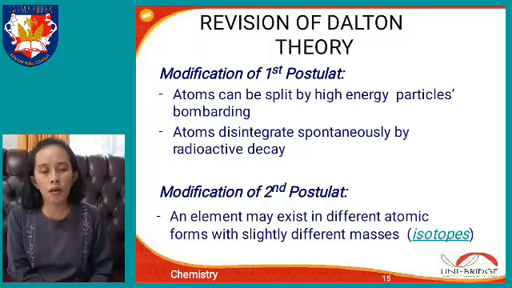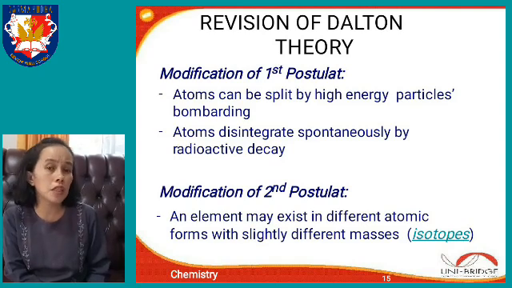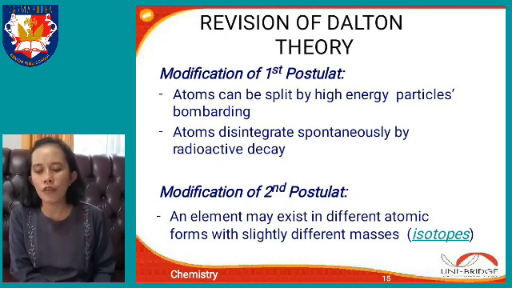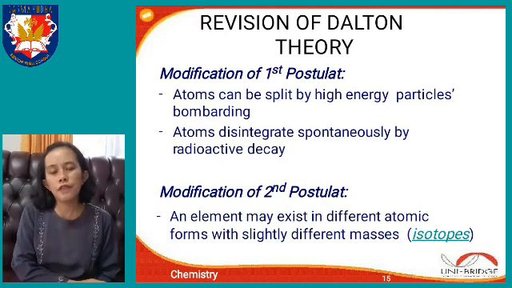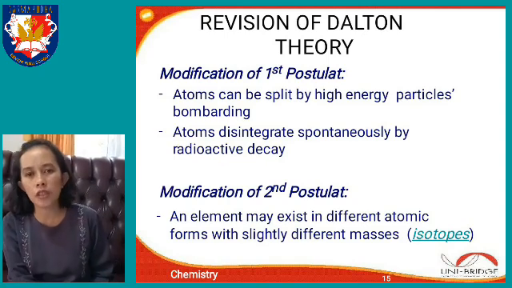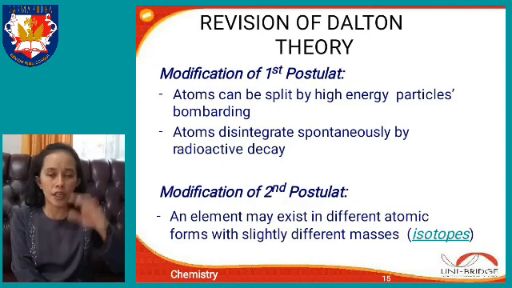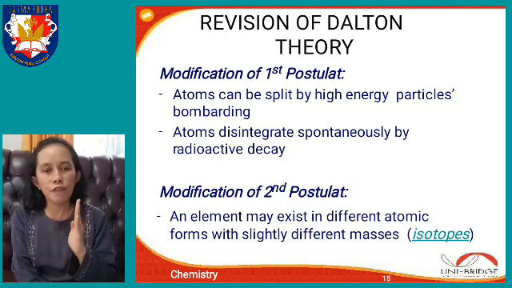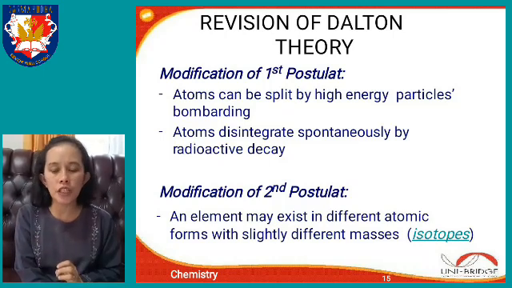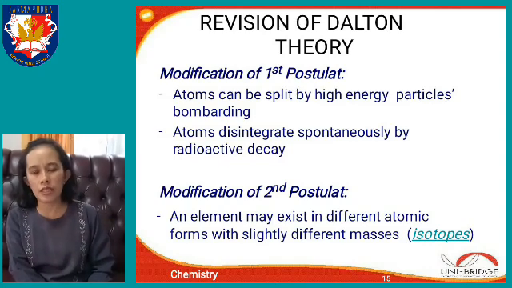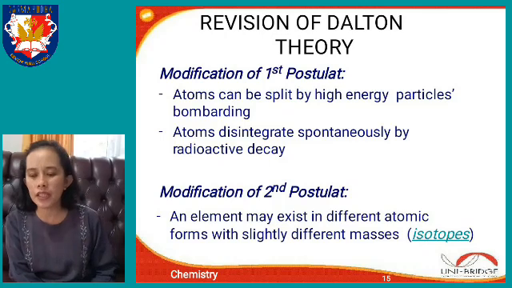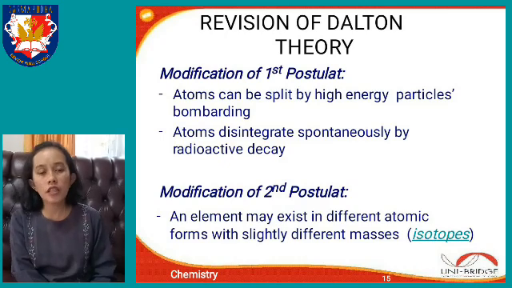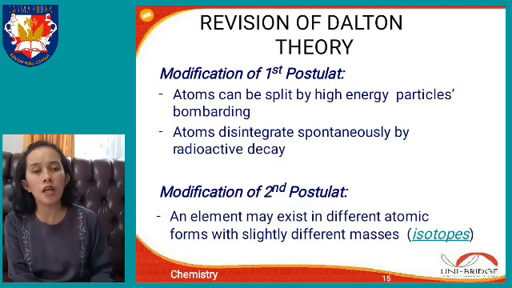But some scientists revised Dalton atomic theory based on their experiments. So there was a modification of Dalton atomic theory. The first modification: in Dalton atomic theory, it is said that an element consists of indivisible atoms, so it means that an atom cannot be divided anymore. But it was modified to say that an atom can still be divided by splitting with bombardment by high energy particles, and an atom can also disintegrate spontaneously by radioactive decay.